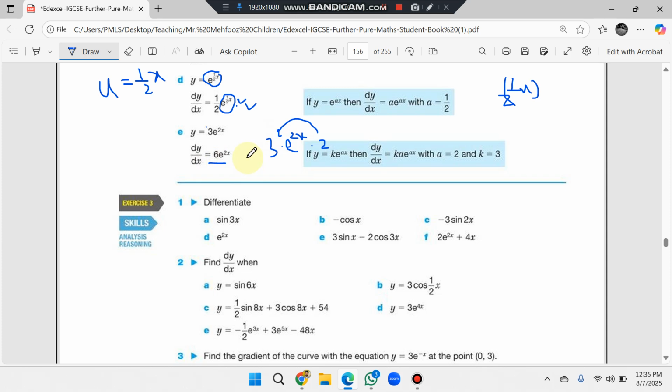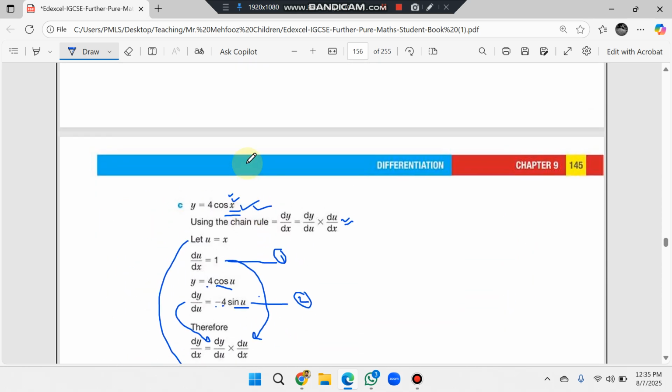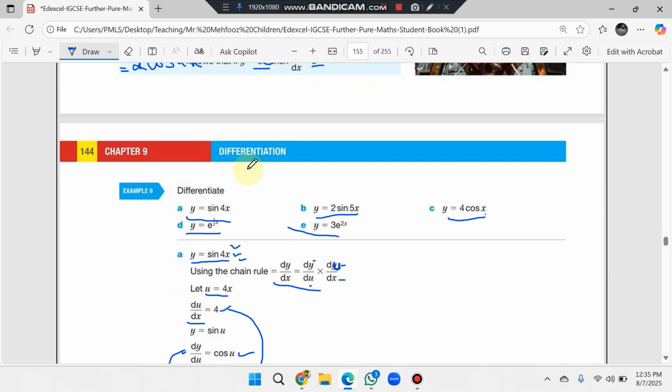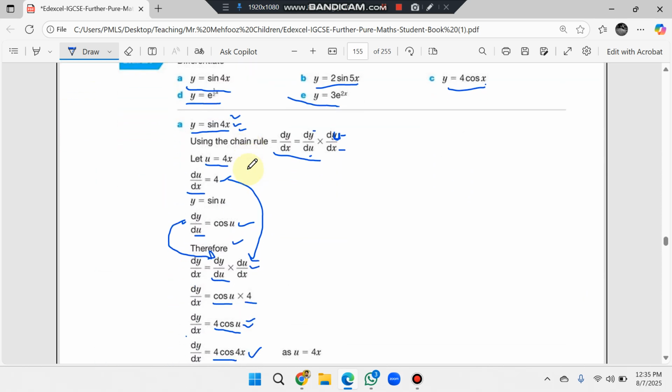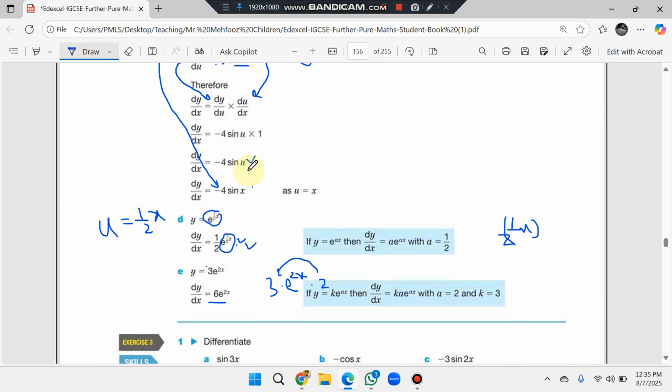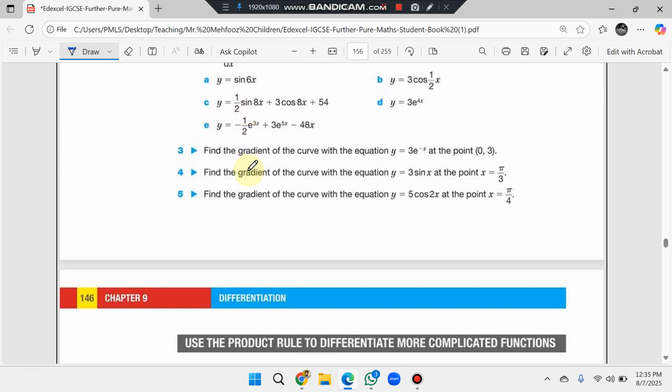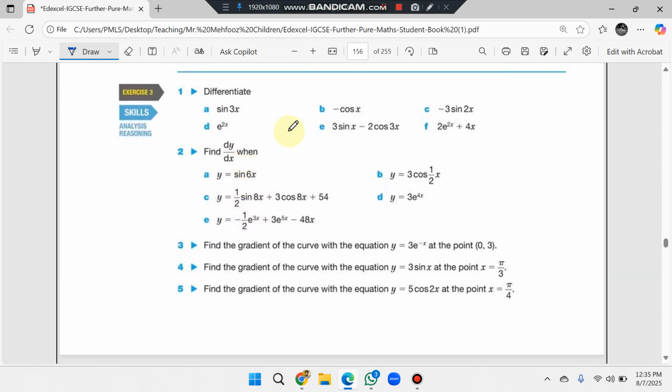Okay, good. So here are all the parts of this example. Any problem in the complete example? Next is exercise 3.